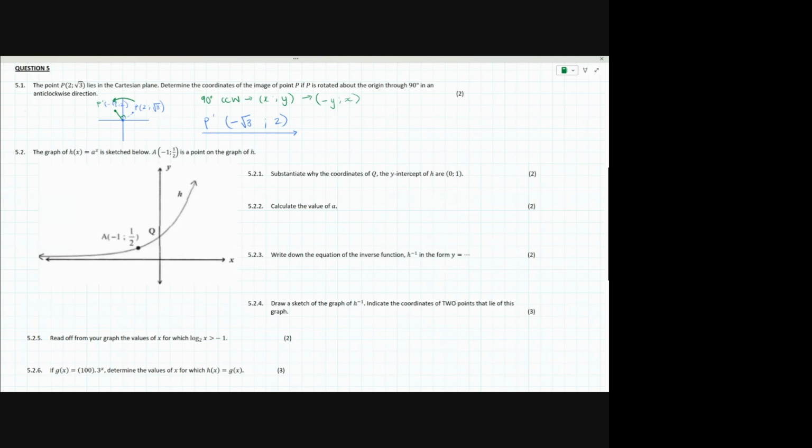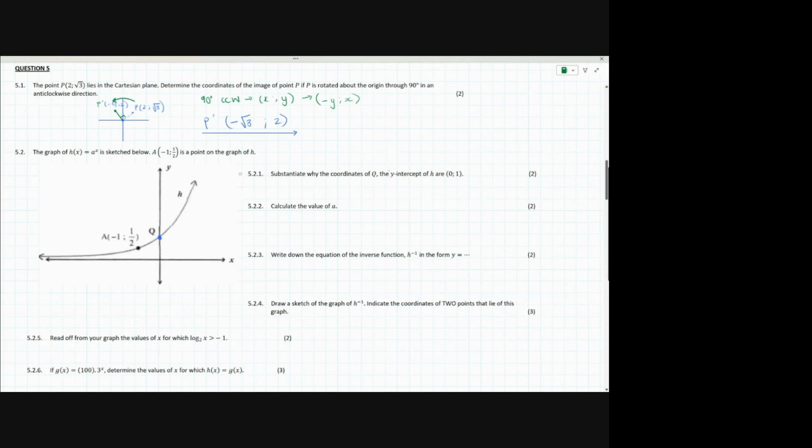All right, but let's get into the stuff that we do actually put a lot of time into studying for. So 5.2 says the graph of h of x is equal to a to the power x is sketched below. The coordinate (-1, 1/2) is a point on the graph of h. And then we have our questions. The first of which is: substantiate why the coordinates of Q, the y-intercept of h, are (0, 1). Okay, so we can see Q there, I put a little blue dot there. Substantiate means give me evidence for why. Show me why. Give me a calculation. Give me something that shows me that it is at (0, 1).